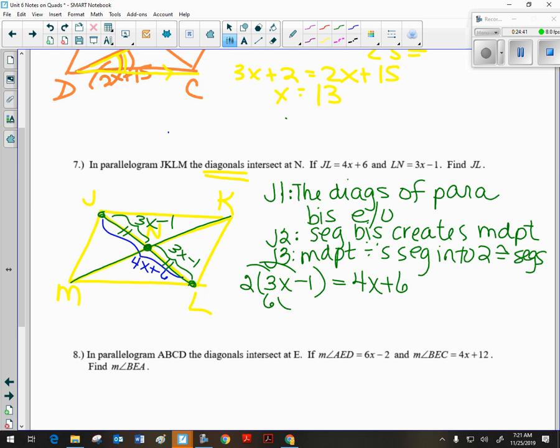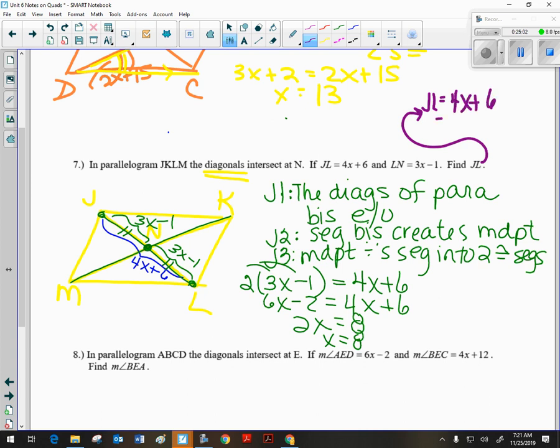Distribute, solve, and I get x is equal to 8. In this question, I just have to be a little careful at the end because they were asking me how big JL is. So I know JL is 4x plus 6, which is 4 times 8 plus 6, which is 32 plus 6, giving me JL is equal to 38. So you just want to make sure you don't forget to go back and answer the question.